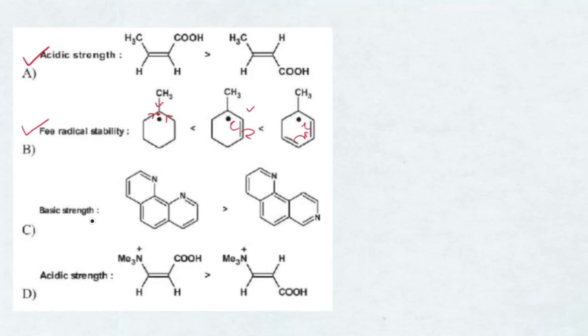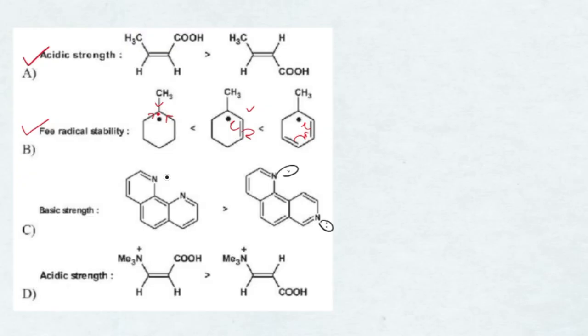We have to identify the basic strength of the given two molecules. Both of them are nitrogen containing heterocyclic compounds. Both of them do have lone pair of electrons on the nitrogen like this. But the position of the nitrogens are different. Is this going to help us to know the basic strength of the compounds? Definitely yes. How so? The basic compounds are the one which accepts the proton easily.